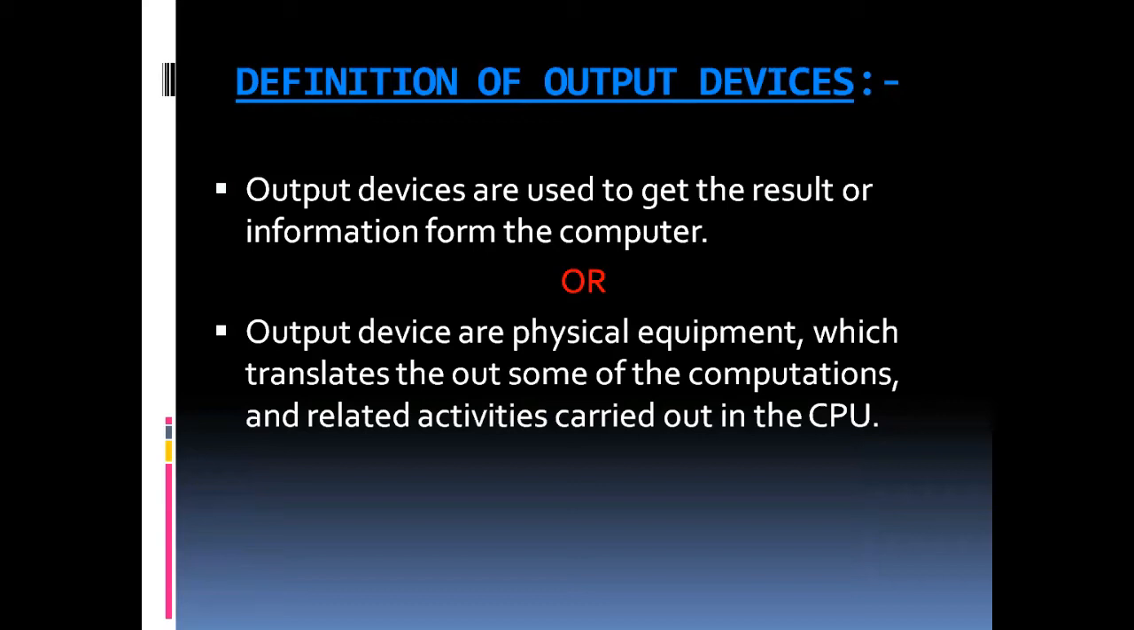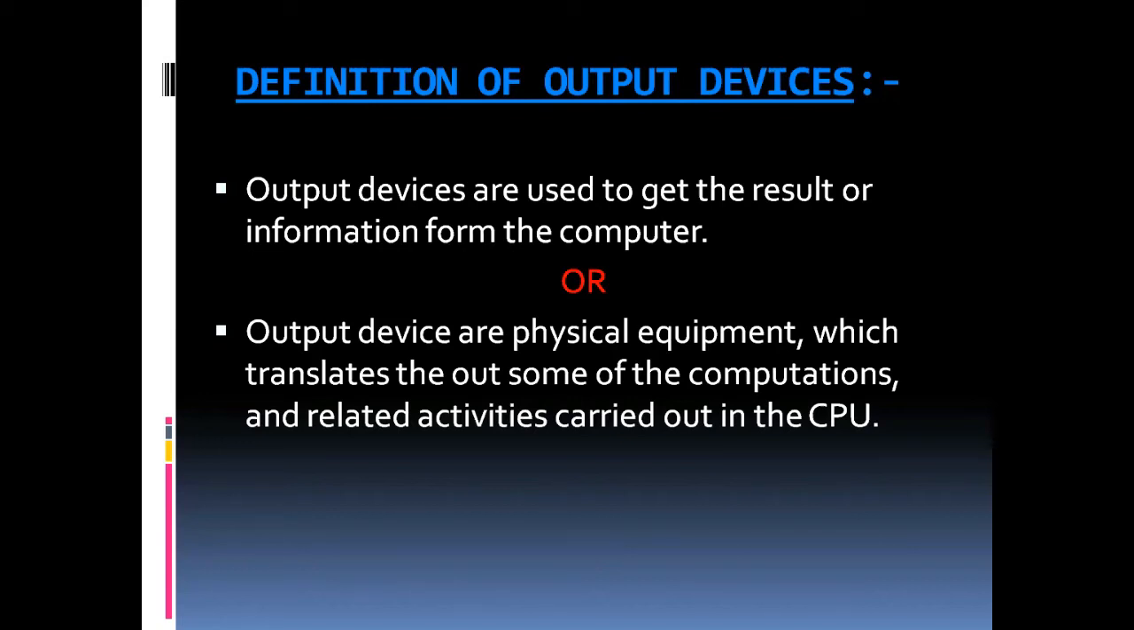The output devices are also physical equipment which translate the outcome of the computation and the related activity carried out in the CPU. CPU is the abbreviation of Central Processing Unit, so that these can be understood by humans. Output devices may adopt different shapes and styles. The output devices may be in the form of types printed and visible.